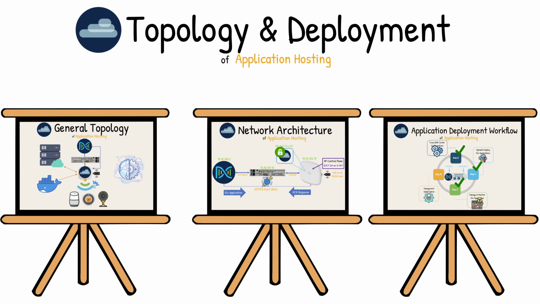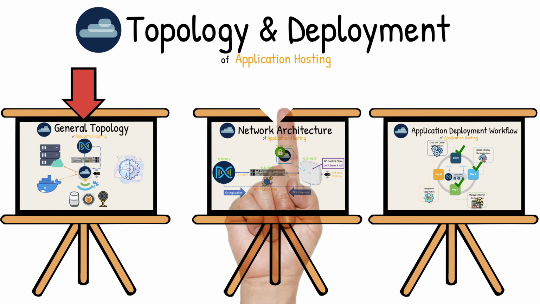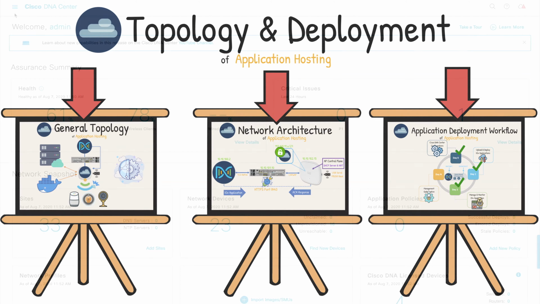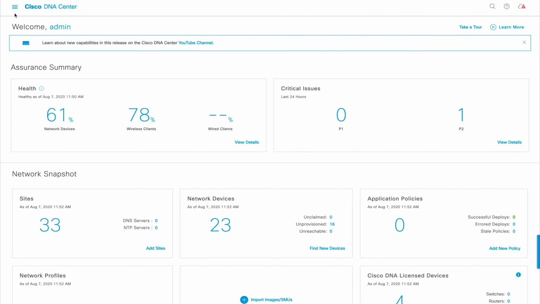Now that you have a solid understanding of the general topology, network architecture, as well as deployment workflow, let's jump into a demo where I'll show you exactly how we can deploy an application to the access points. When you log into Cisco DNA Center, you'll end up at this homepage.